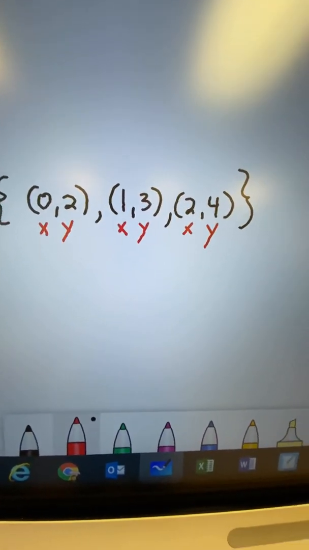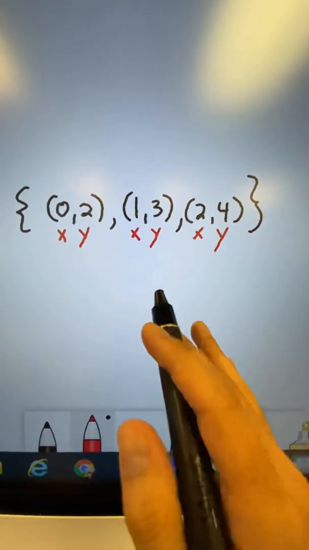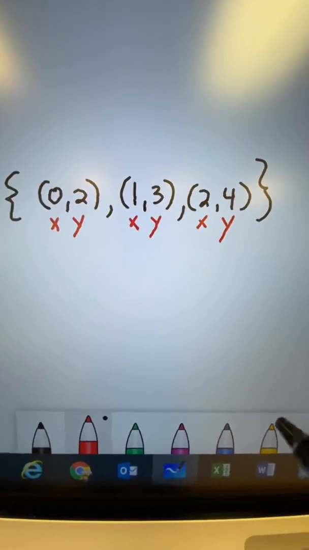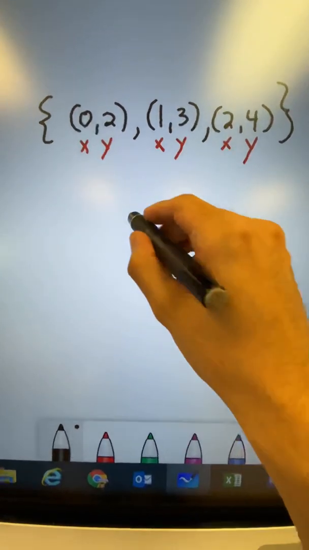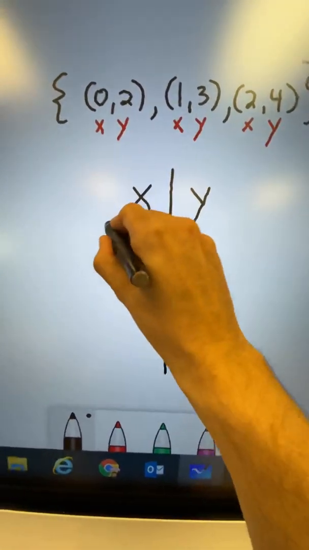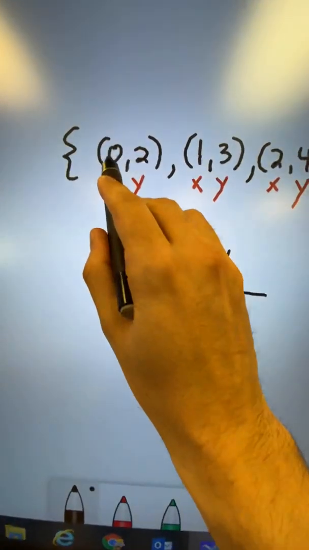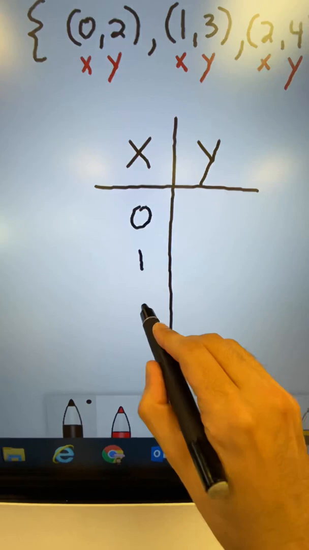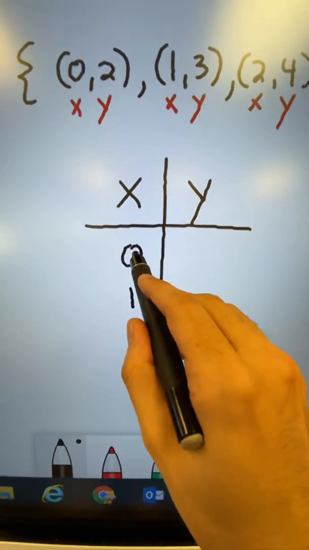Now there's three other ways we could show this relation. The next way I can show you is a table. So let's show this as a table. In table format, I will do an XY table. The X values, as I mentioned up here, are 0, 1, and 2. So I'll put that 0, 1, and 2 here. And then the corresponding Y value.